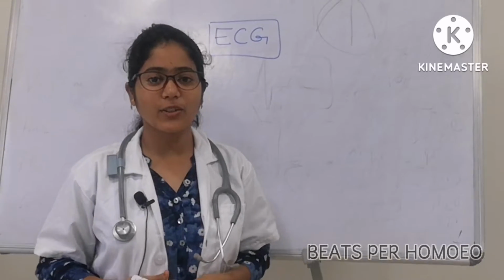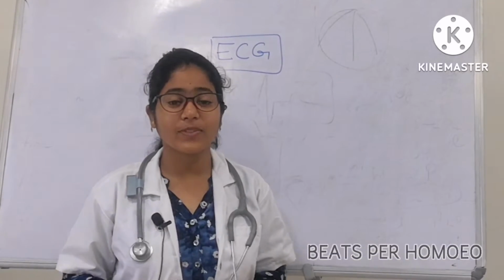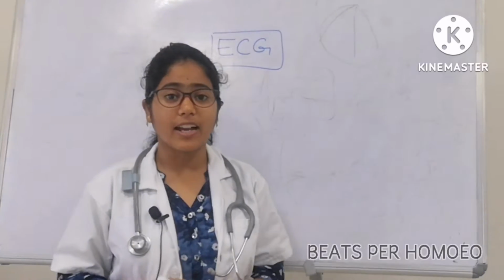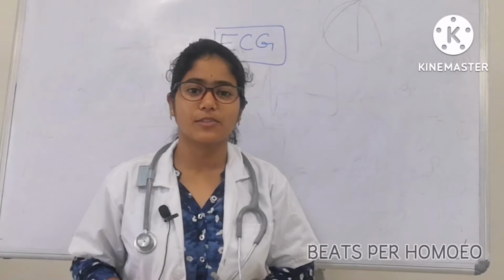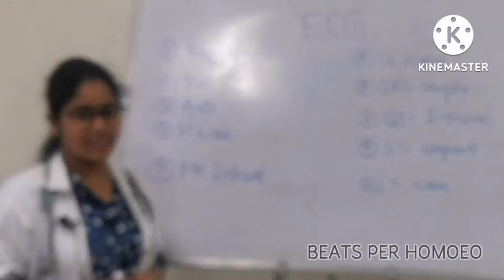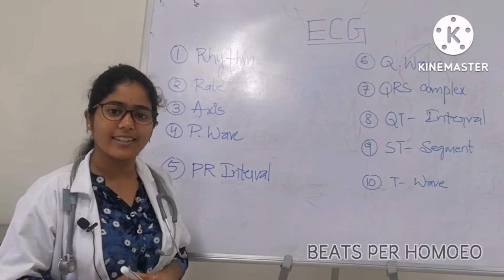ECG. Today we are going to learn about an ECG. What is an ECG? It is an electrocardiogram, the graphical representation of the electrical impulses of the heart. So with these basic 10 steps, today we are going to learn how to interpret an ECG.